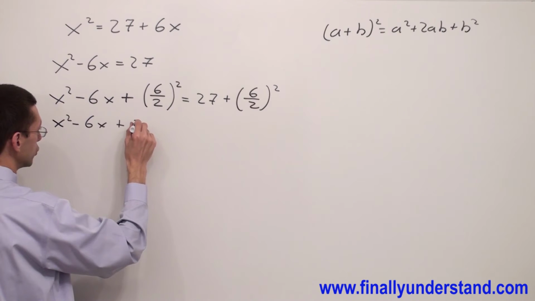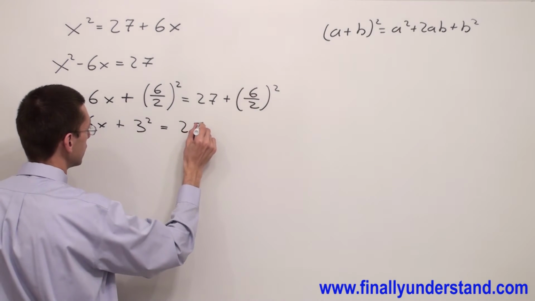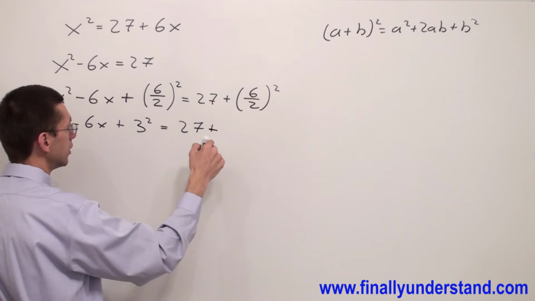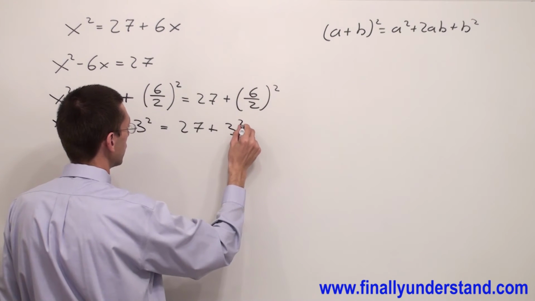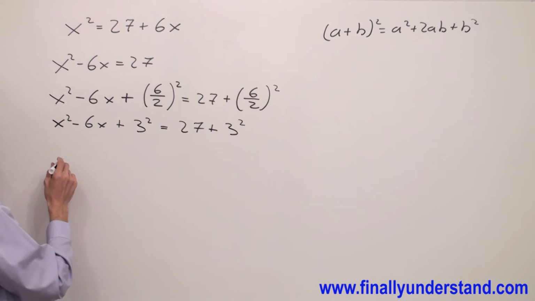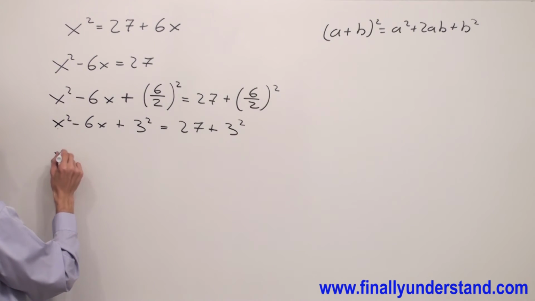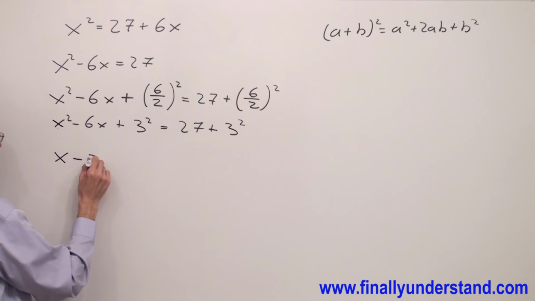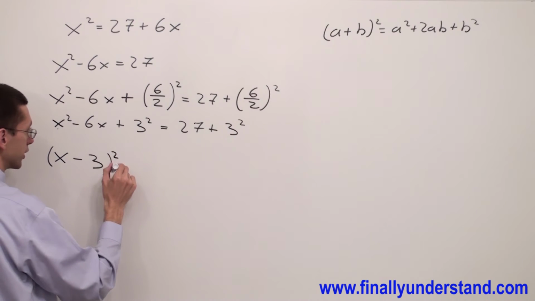That's why I can write this as 3 to the second power equals 27 plus 3 to the second power. So next, copy down x minus 3 and raise everything to the second power.